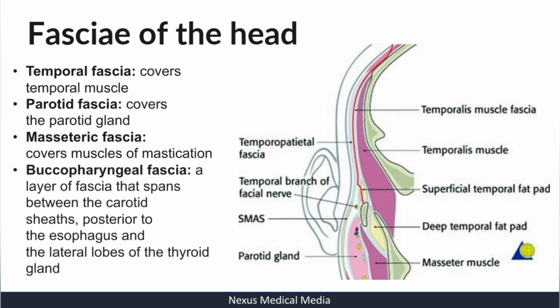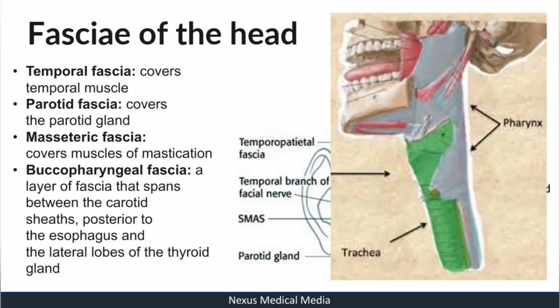Next is the buccopharyngeal fascia. This is a layer of fascia that spans between the carotid sheaths, posterior to the esophagus, and lateral lobes of the thyroid gland. If you look here, this is the larynx and this is the trachea. This is the pharynx, and this whole layer you can see here is the buccopharyngeal fascia.